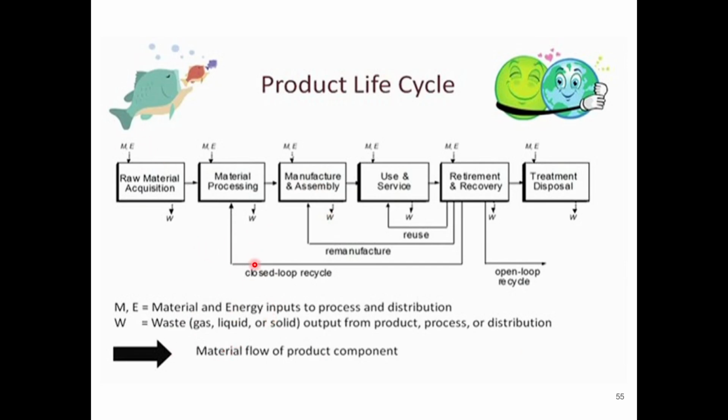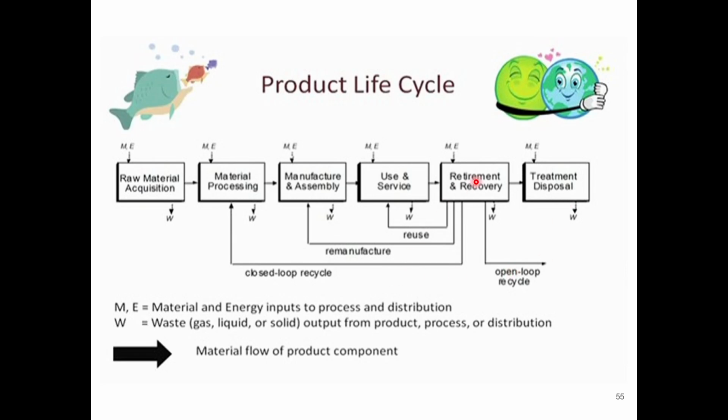The arrow sign represents the material flow of the product component. So from raw material acquisition we go to material processing. From there we go to manufacture and assembly. From there use and service. From there retirement and recovery, and lastly treatment disposal.